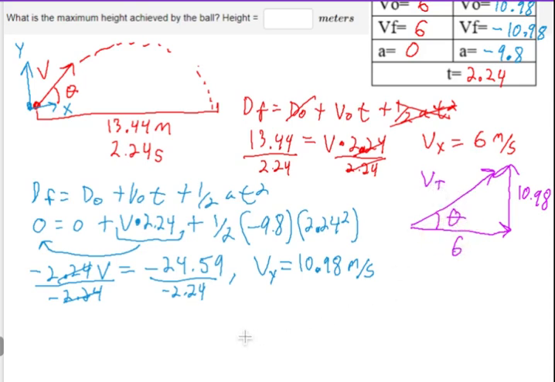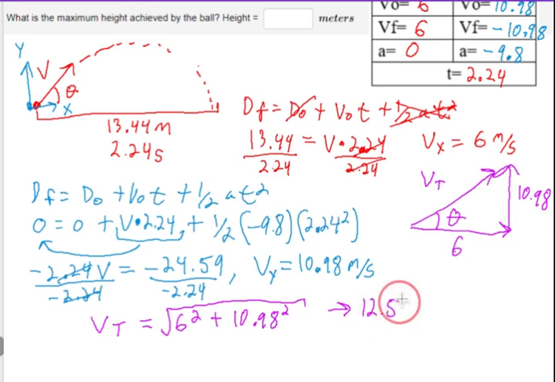So in order to solve for vt, we're just going to use the Pythagorean theorem. vt is equal to a squared, which is 6 squared, plus b squared, which is 10.98 squared. We know that this is equal to the square root, because a squared plus b squared equals c squared. So we have to square root the whole thing to solve for c. Doing so is going to give us our total velocity, which in this case is 12.51 meters per second.